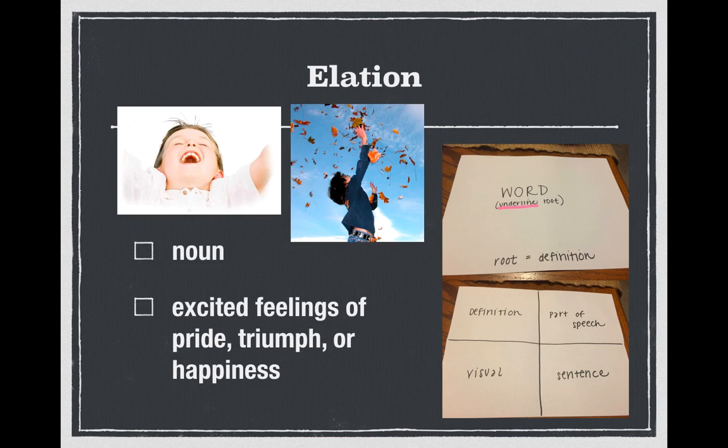Continuing on, our next word is elation. Elation is a noun, and elation is excited feelings of pride, triumph, or happiness. Oftentimes, this word is used in its adjective form, which is elated. You could describe yourself as being elated at great news. An example of a sentence from your workbook is, many Americans felt elation when astronauts took their first steps on the moon.